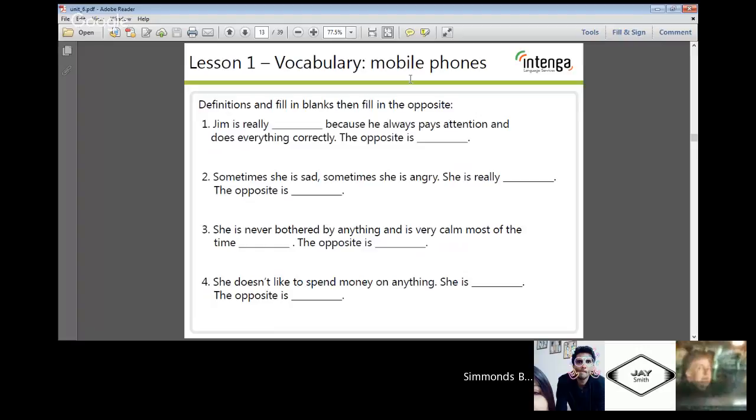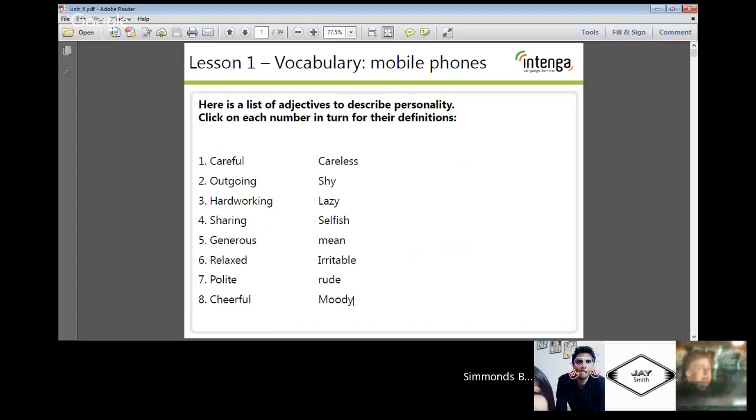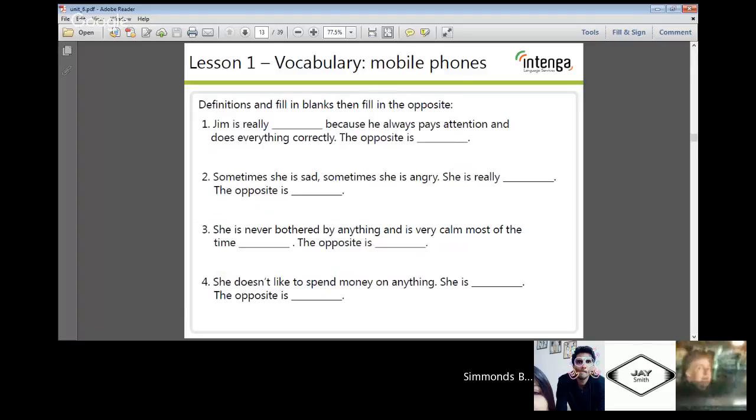Sometimes she is sad. Sometimes she's angry. She's really moody, I would say. And the opposite is. Let's look at the list again. Cheerful. Very good. All right. So thanks. So Knock, why don't you help us with number 3? So you can read, you can answer if you want or not. Okay?